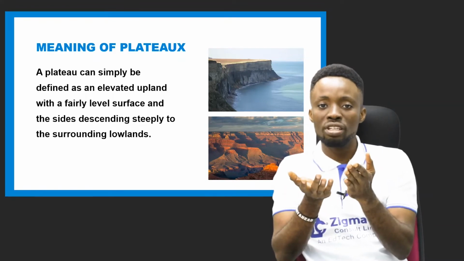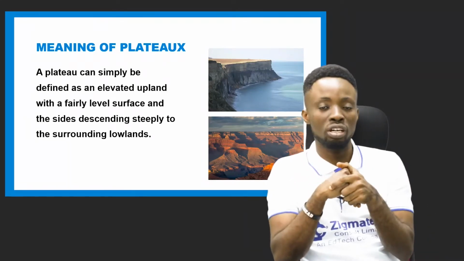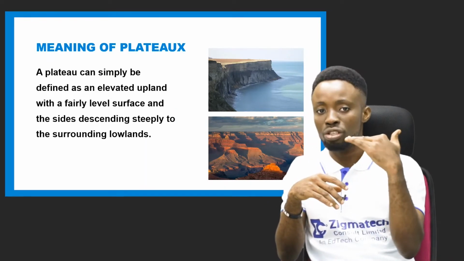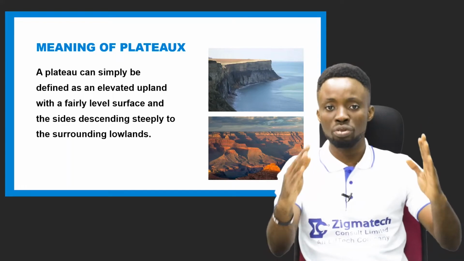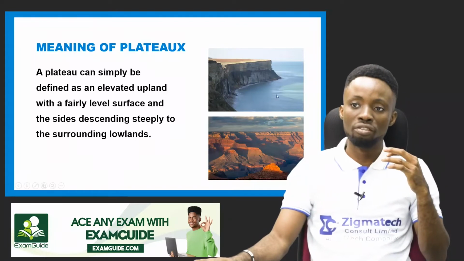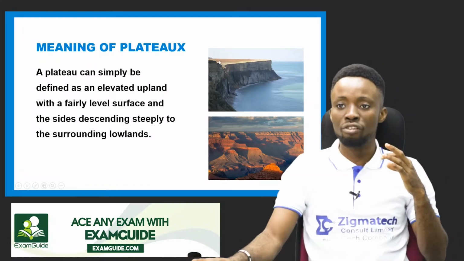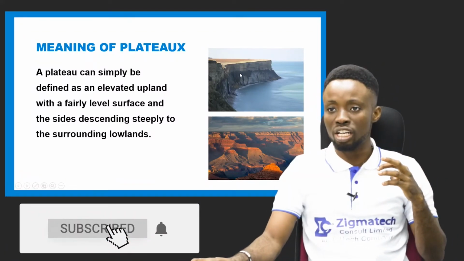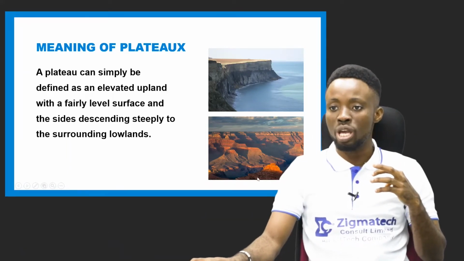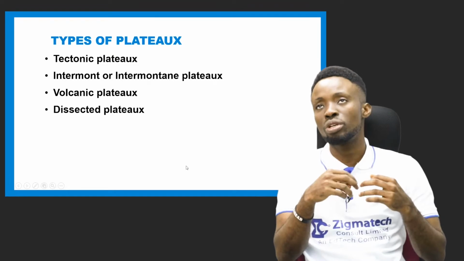So a plateau is different from a mountain in such a way that the top of the plateau is usually flat, while the sides are steep in appearance or in nature. As you can see on the screen, we have an example of what a plateau looks like. Here we have a flat surface, and the sides are steep down to the surrounding lowlands or river we have around that environment.